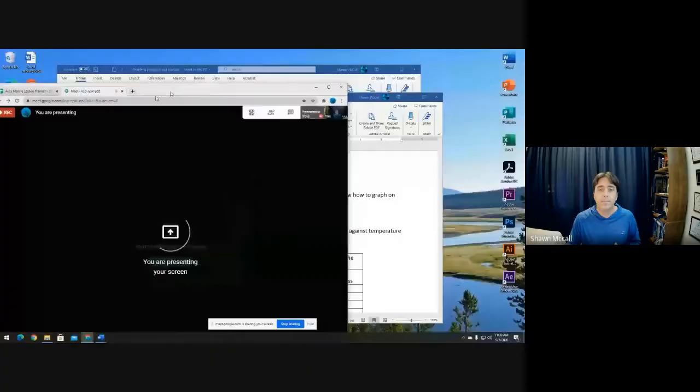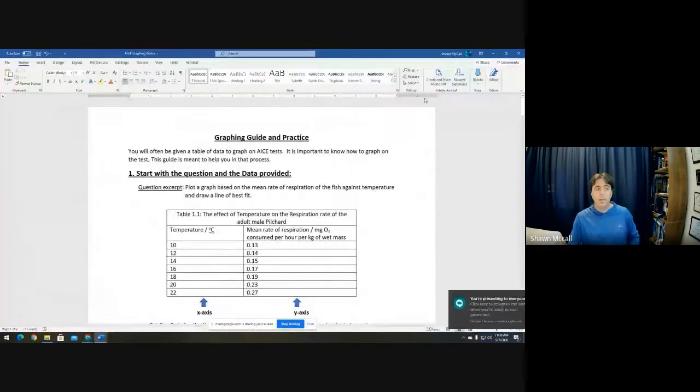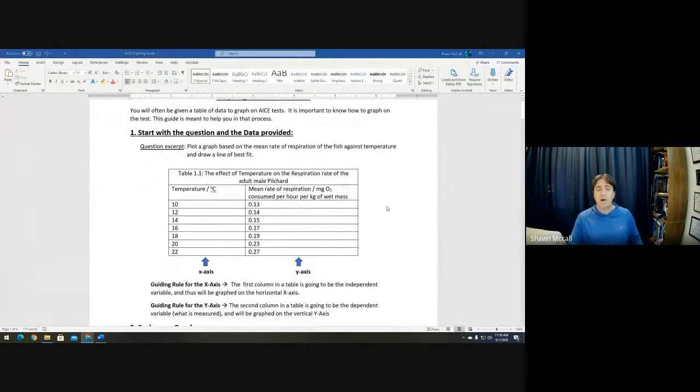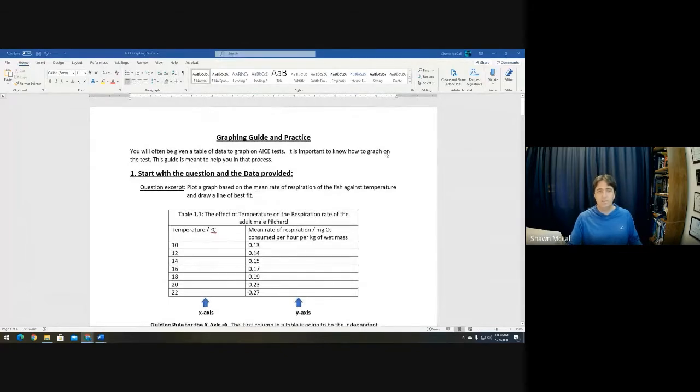So I'm going to present my screen just so we can all see the same thing. All right, here we go. So here is the assignment that I have handed out, the graphing guide and practice. Okay, so this is going to go over the protocols. Now, again, you will be given on an ACE test, for those of you doing ACE Marine, graphs, and you will have to interpret them. You will also be given data, and you will have to graph it. So it goes both ways. And in all my other classes, you're going to be doing the same sorts of things anyway, because guess what? You're in a science class, right? And science is all about data.